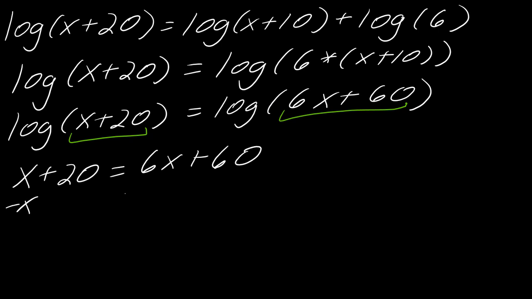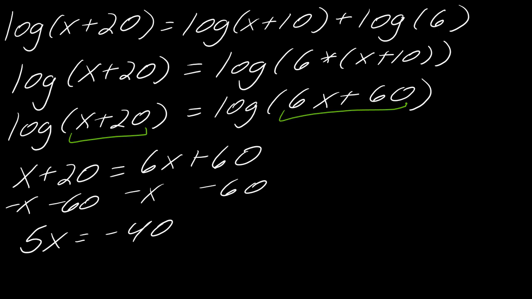So I'm going to subtract the x's. I'll subtract off the 60. So let's see, I get 5x equals negative 40. So then x will equal negative 8. Now again, this isn't a bad thing. I just have to double check for a moment. If I plug negative 8 into this, will it make what's inside the logarithm negative? It will not, so we're good.